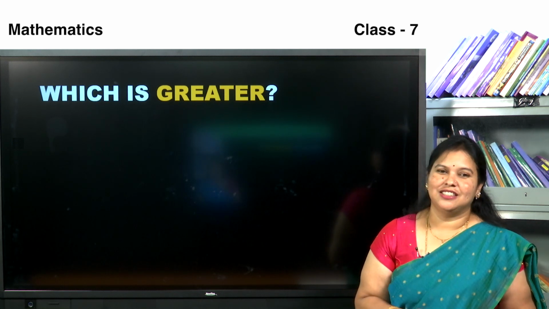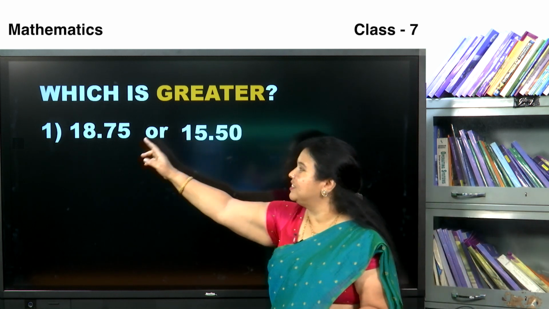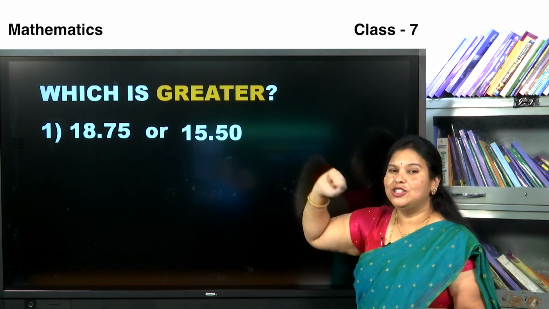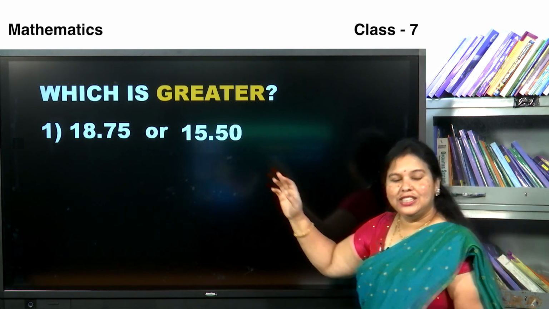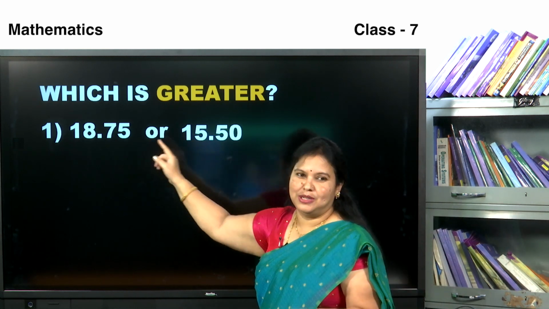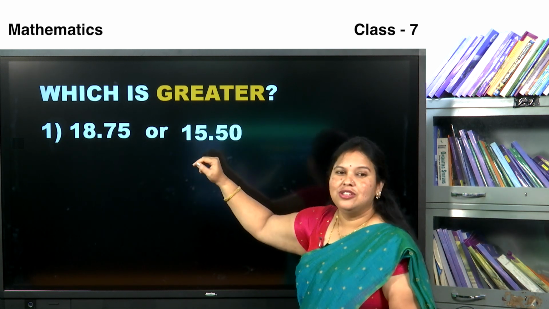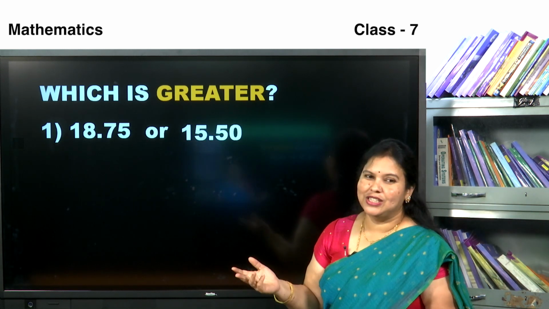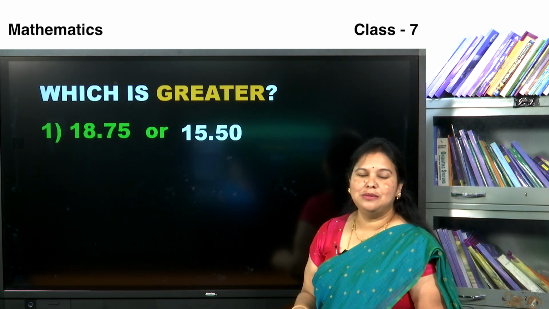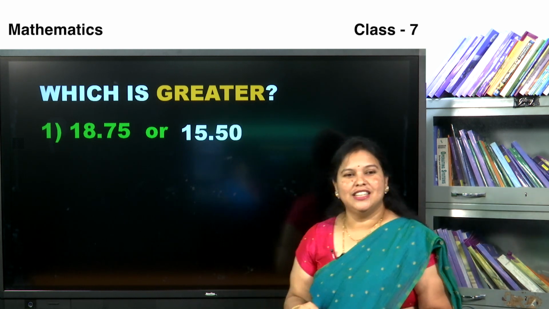Now, you have understood what is 1 by 10, 1 by 100 and 1 by 1000. So, we will check it by answering this one. Here we have two numbers, 18.75 and 15.50. Can you tell me which one is greater among these two? To decide which one is greater, first we have to compare the whole numbers. Here 18 and 15 are the whole numbers we have. So, which one is greater? Obviously 18 is greater than 15. So, 18.75 is greater than 15.50. We will see the next one.